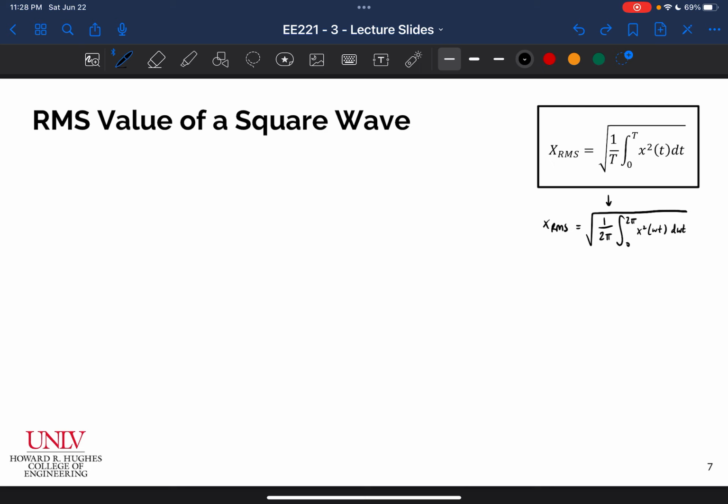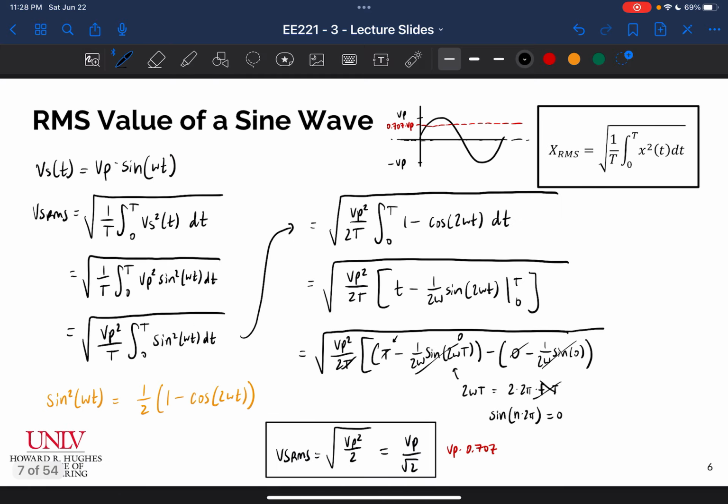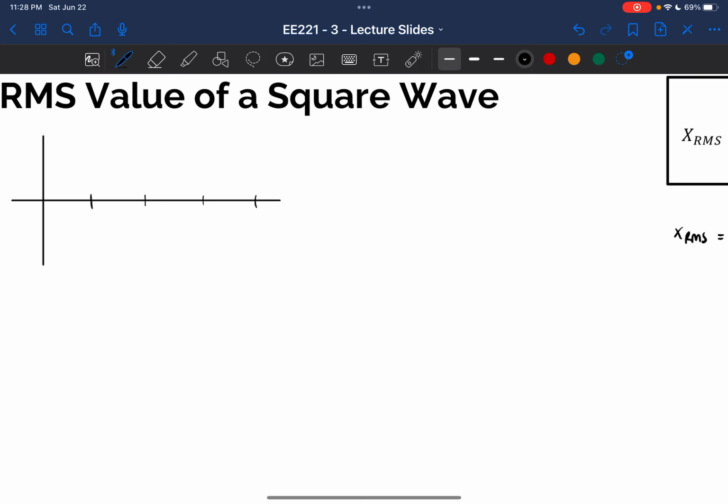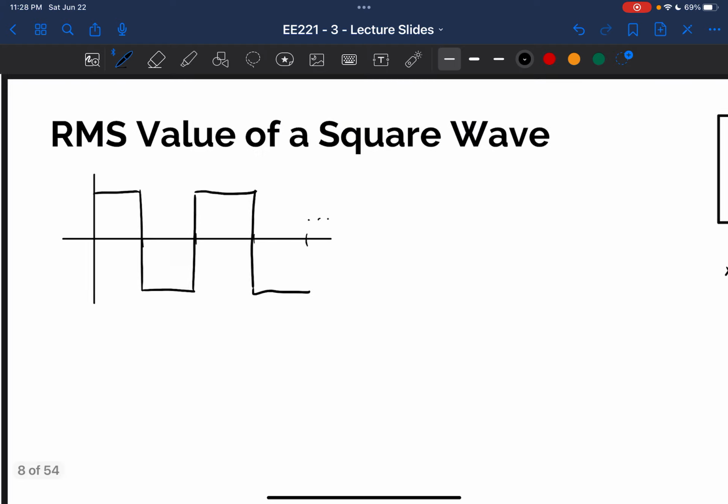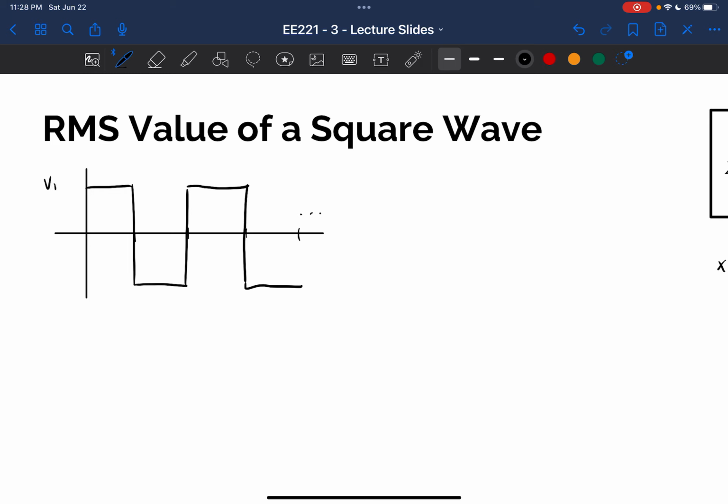Okay, so for a square wave, for this particular one, I'm going to say that it's centered around 0 with a 50% duty cycle. So let's go ahead and draw that. It'll look something like this. Did I draw it in black over here? Yeah, I did. So let's do it again. It'd be something like this. Just like this. Okay. And so this is going to be, we'll just call it Vp and minus Vp.